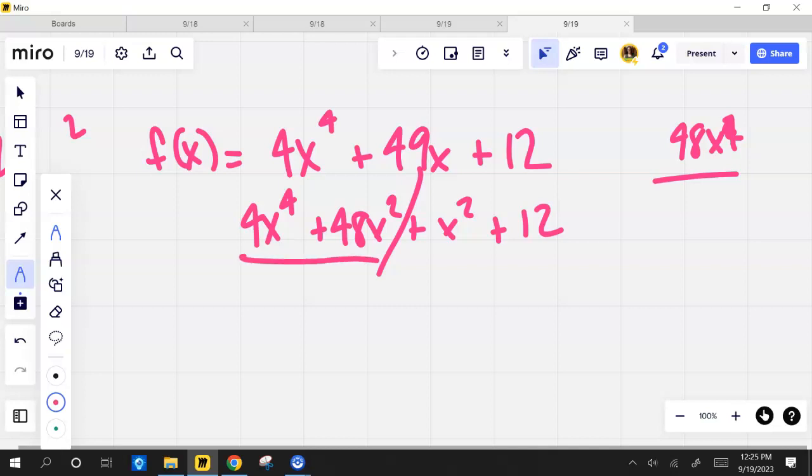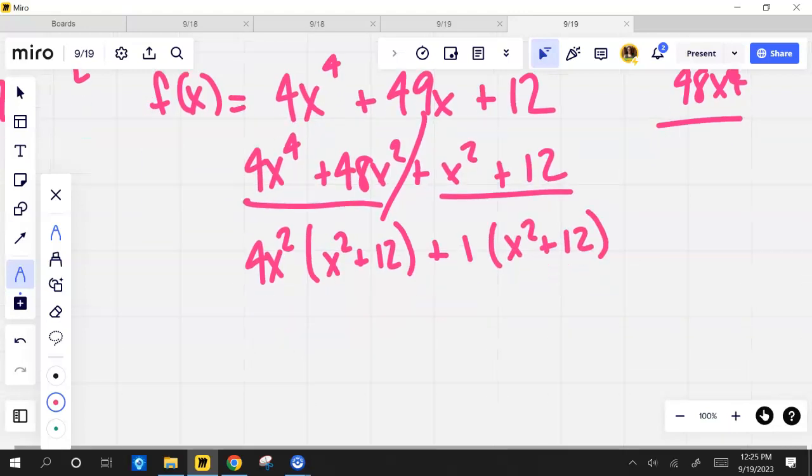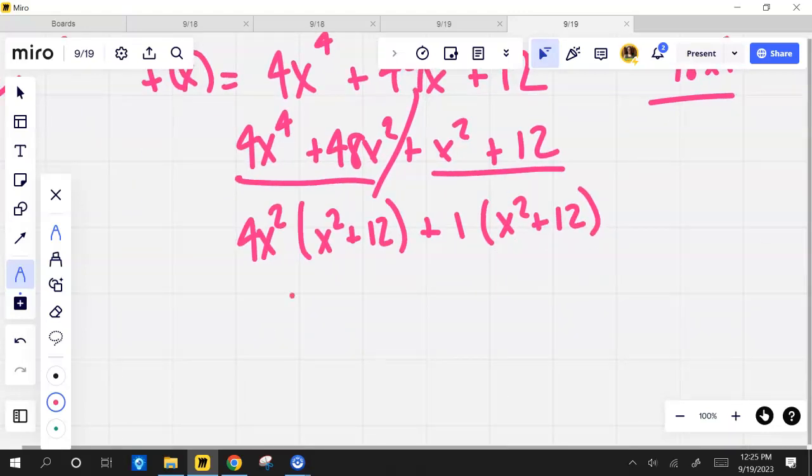What can I take out of the first two? 4x squared. What's it leave? What can I take out of the second two? What's left? So this is back to algebra 2, right? So I've got x squared plus 12, 4x squared plus 1.